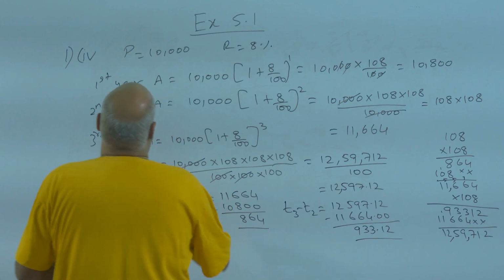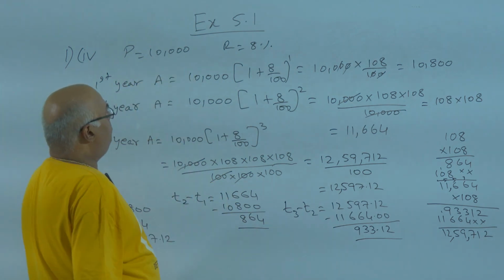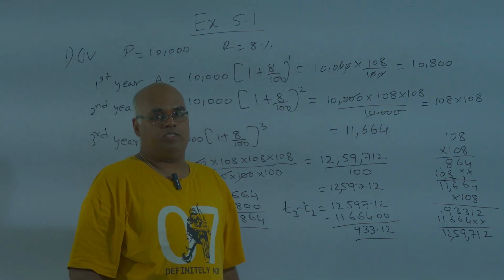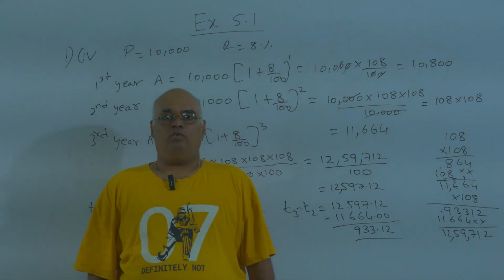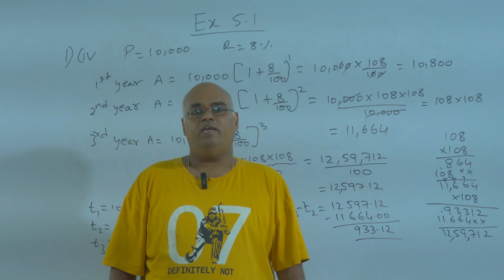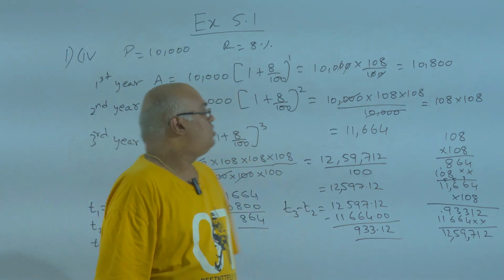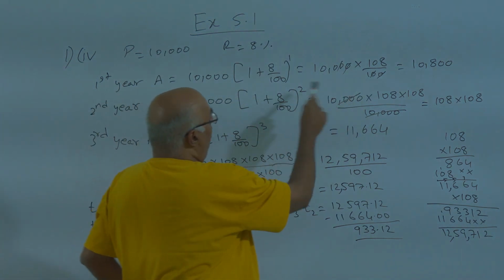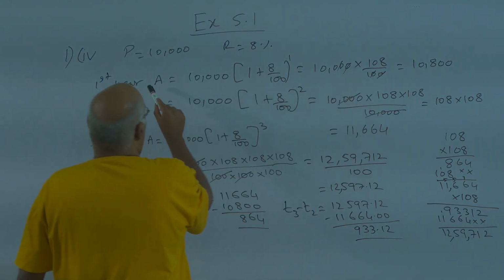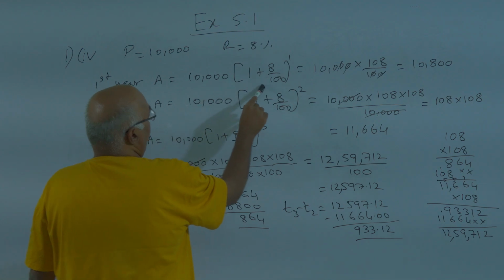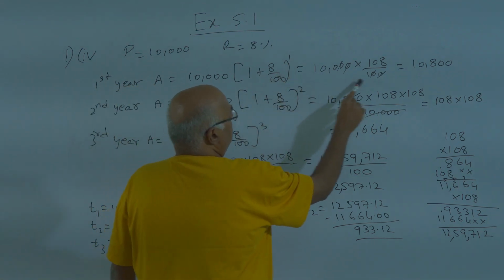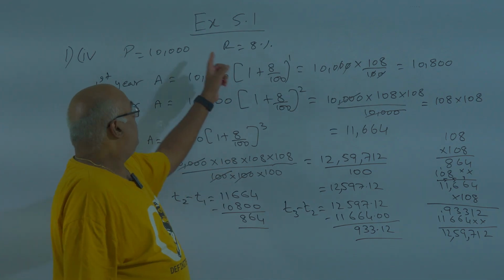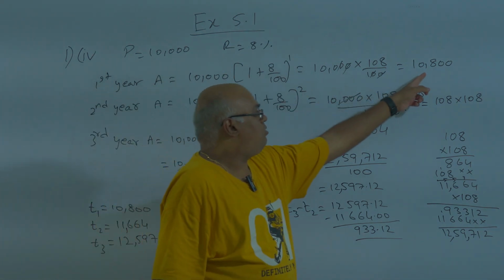A principal of 10,000 rupees is deposited in a bank account at 8% compound interest. We have to find out whether the amount is in arithmetic progression or not. So for the first year the amount is 10,000 into (1 plus 8 by 100) whole power 1, which is equal to 10,800. So at the end of the first year the 10,000 rupees will become 10,800.